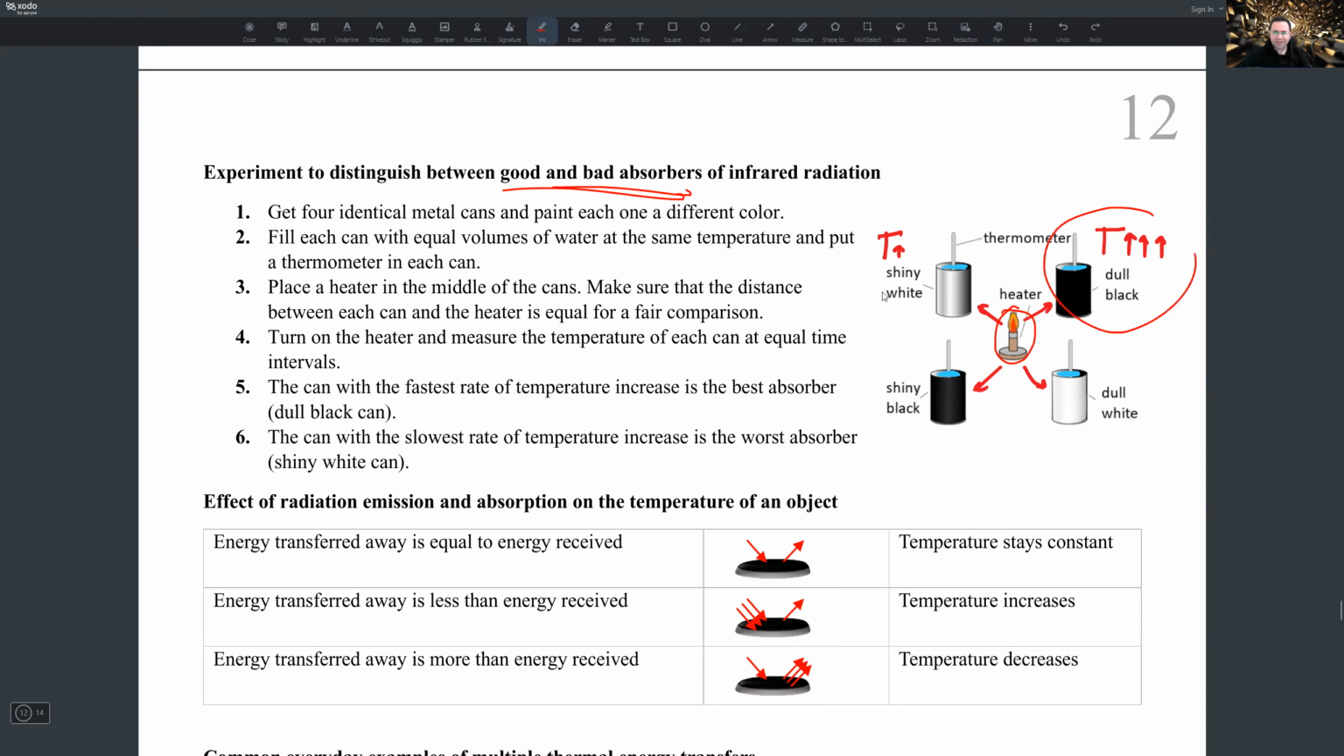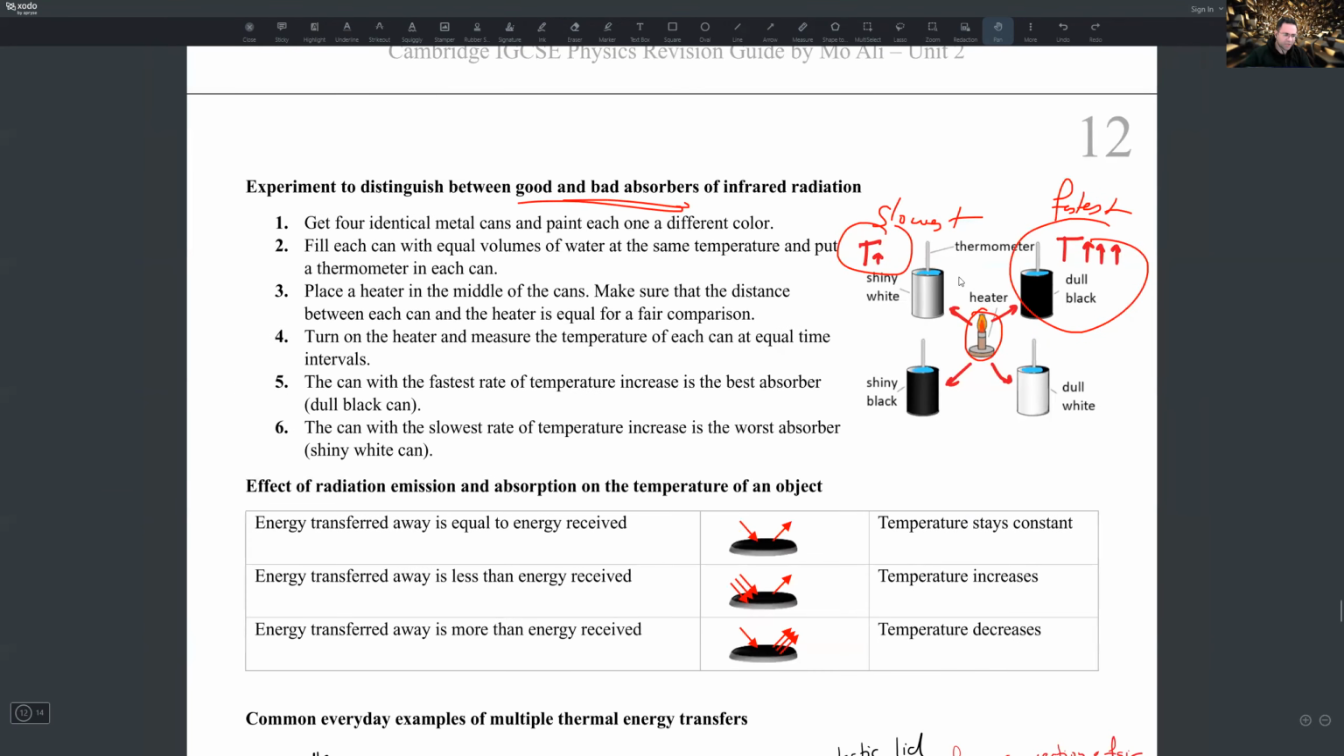أسرع واحدة هتسخن الدال black. It'll heat up the fastest. Because black is the best absorber. Shiny white will heat up, but the slowest. Okay? Yes. So that's the second experiment that you can keep in mind. I can change the shape of the boxes or the containers, but the concept still remains the same.